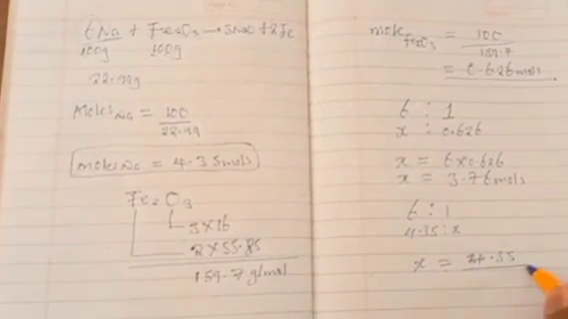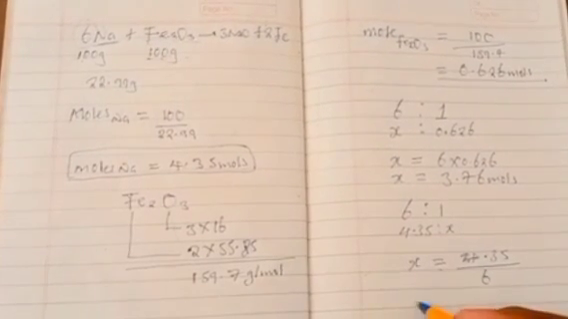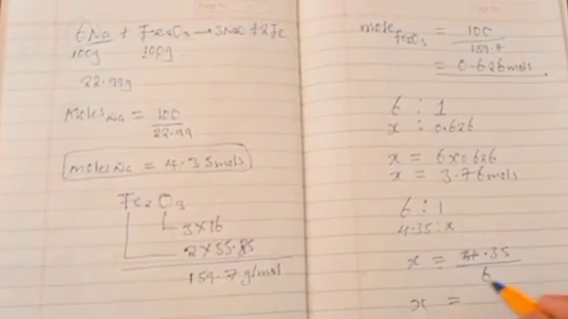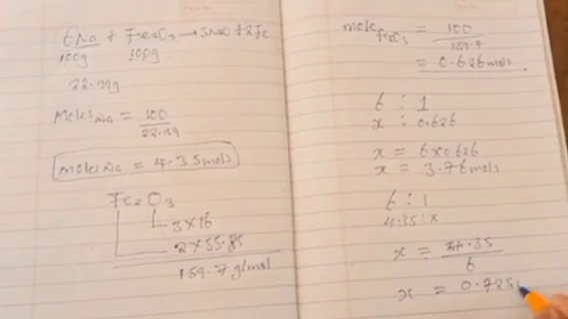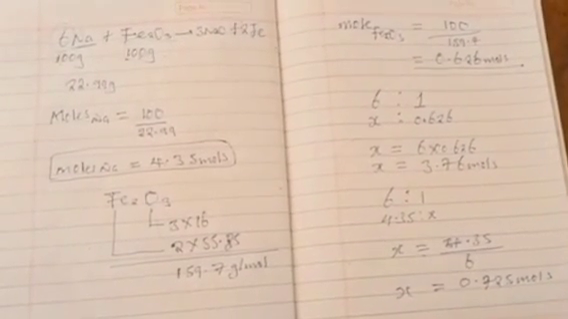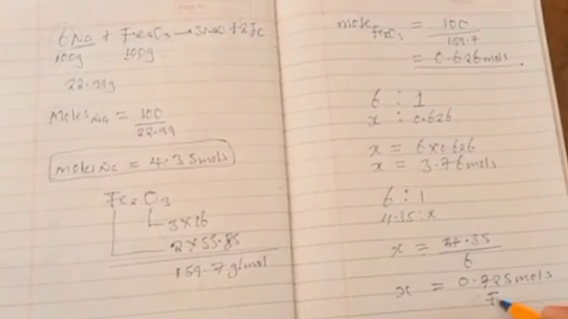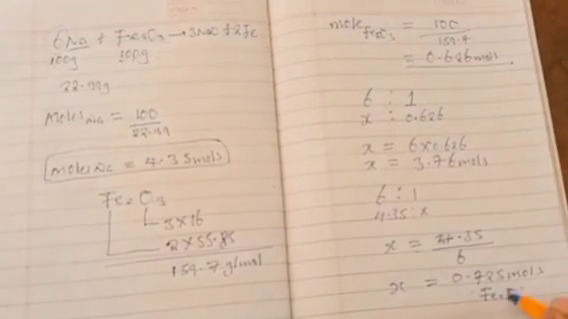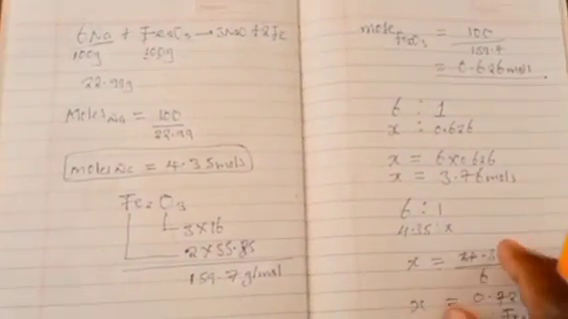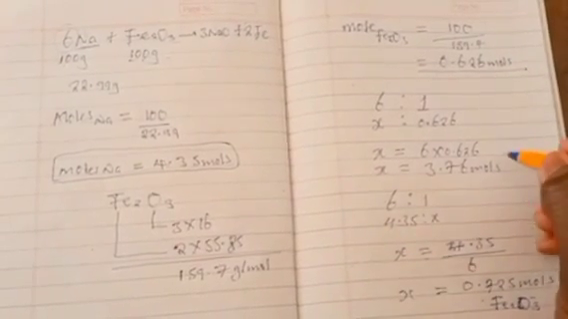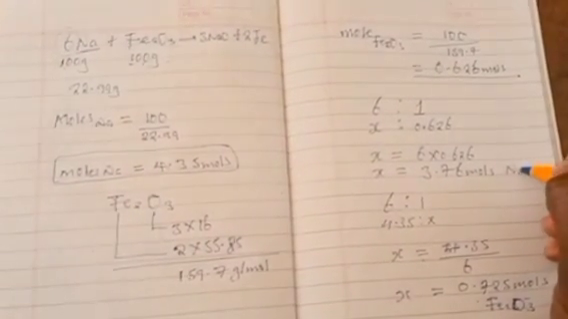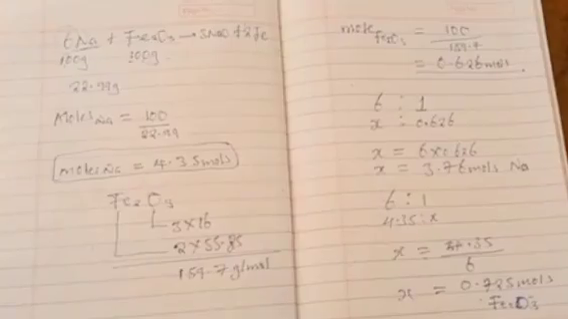4.35, divide this by what? By 6. We find that X is going to be equal to 0.725 moles. So this is the number of moles for iron 3 oxide that is going to be produced. Then these ones are the number of moles of sodium that is going to be produced.